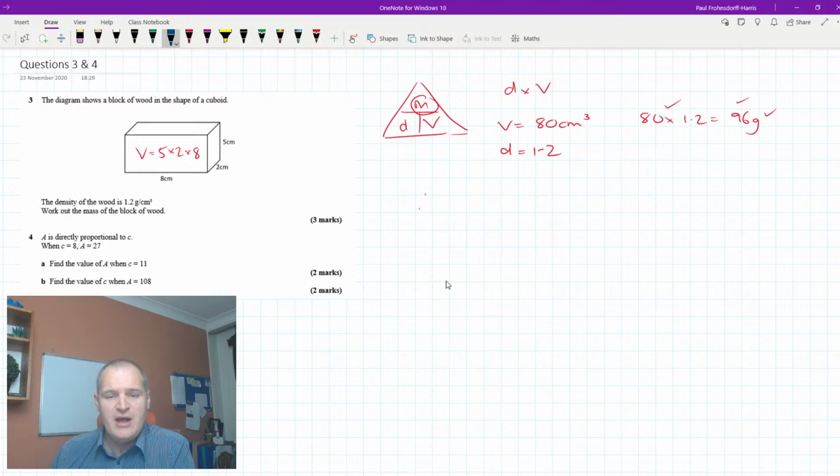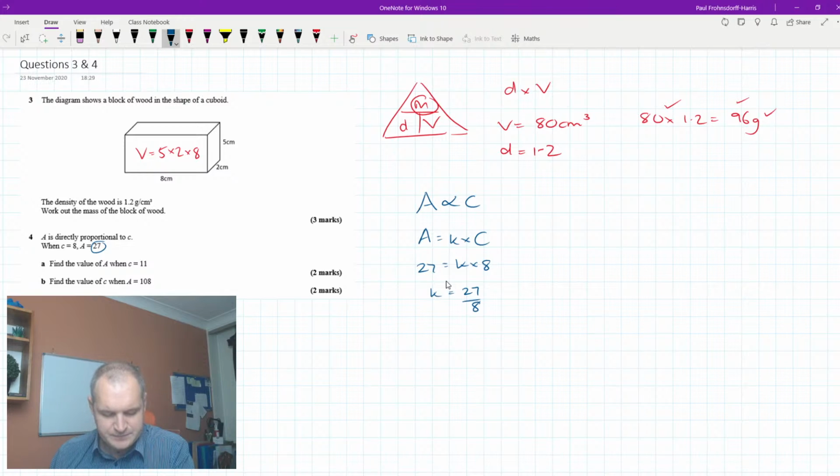But the way I do it is, first of all, it says A is directly proportional to C, so I write that down. That means it's proportional to. Then I immediately say, in that case, A equals K times C. K is just a letter that I'm using as a placeholder until I've got a number. So the next thing I'm going to do is swap in what A is. I know that A is 27 here, so 27 equals K times 8. So I divide by 8, and K equals 27 over 8.